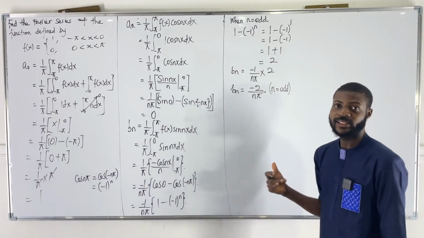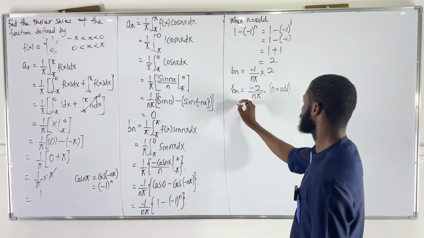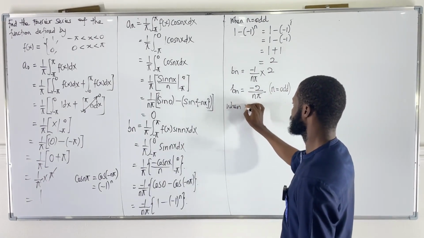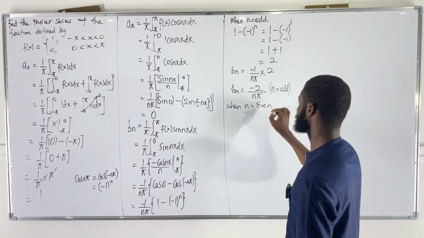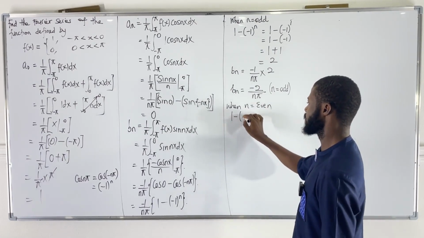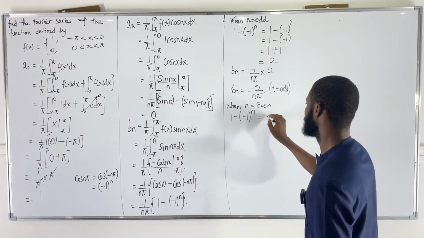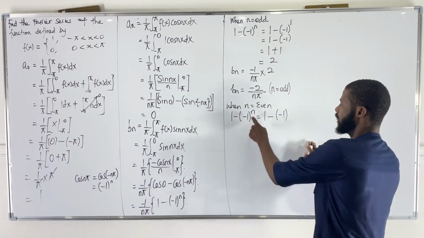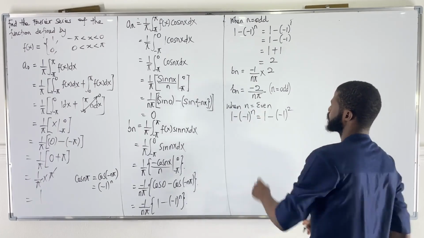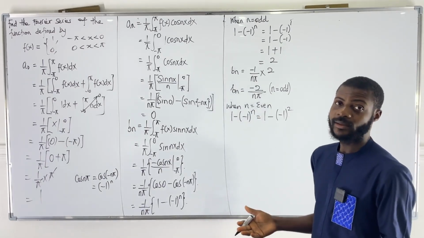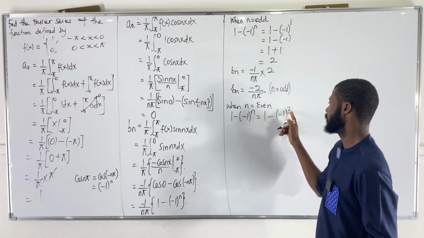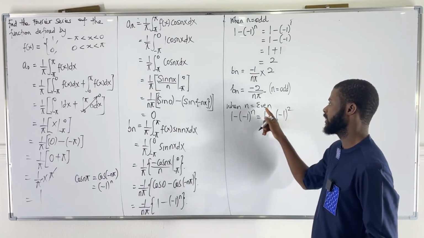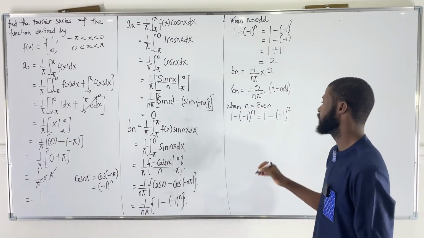So this is when n is odd. Now let's see when n is even. So when n is even, this is 1 minus 1 to the power of n, let's say 2. Because it doesn't matter the value of n you choose, provided it's an even value, your answer is still the same.